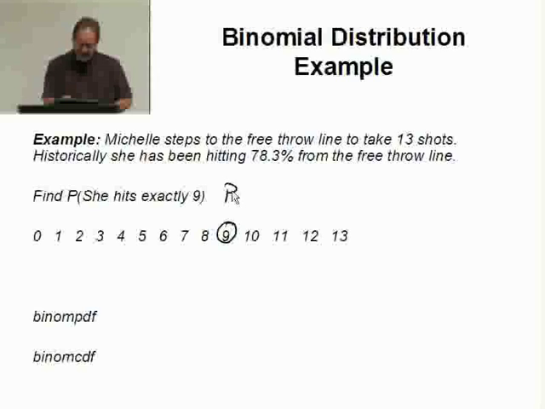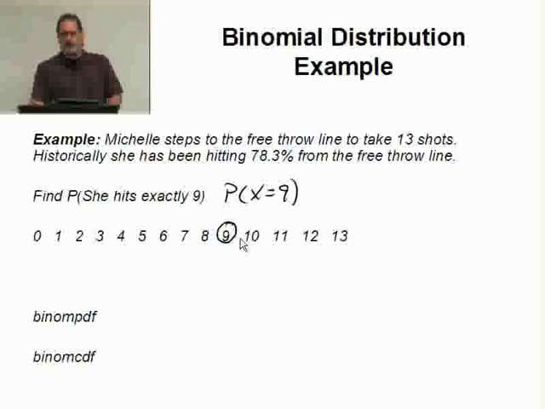The probability statement is probability x equals 9. This is exactly 9. Now, the reason that's important is because in your calculator, when we start doing probabilities, you have two options. One of them is binomial PDF. The other is binomial CDF. The PDF, probability distribution function, will calculate the probability of exactly this many successes.